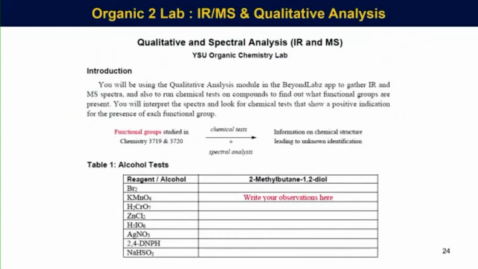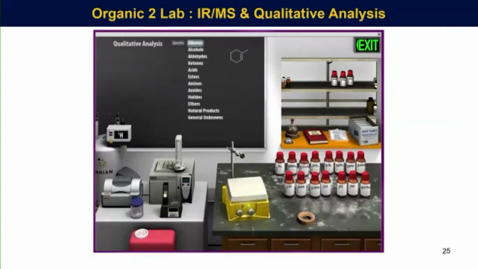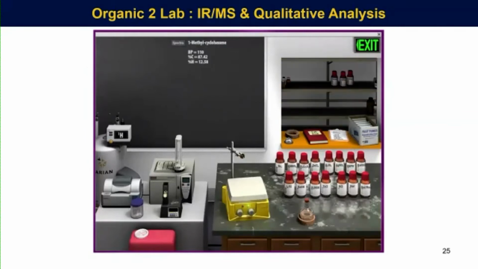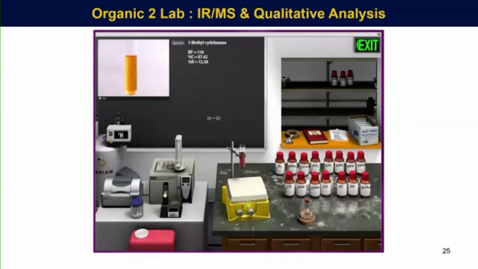We gave them a bunch of different compounds to work with from the chalkboard and a bunch of different tests to do. Some are negative, some are positive, and they would write their observations down. And then just an example here, this is methyl cyclohexene. We're going to do a fairly simple bromination test. Obviously, that's a test for the presence of an alkene.